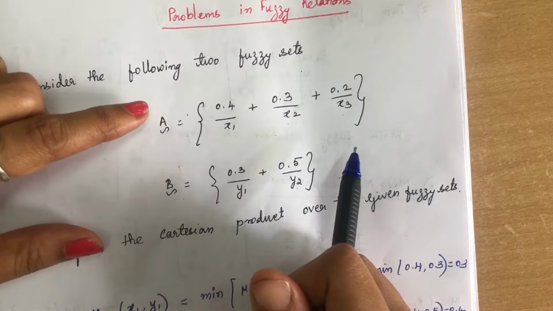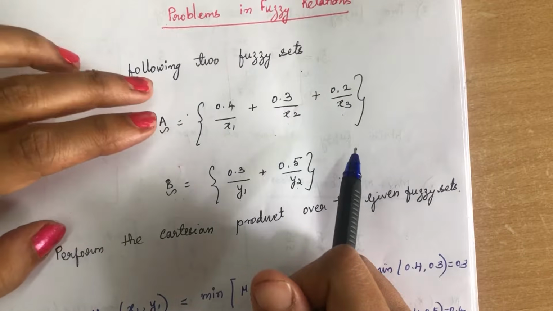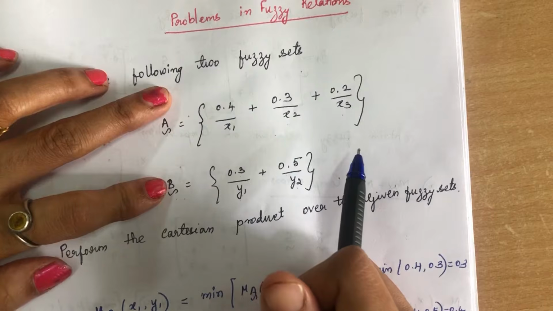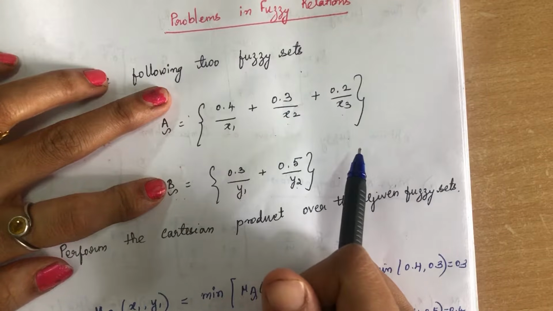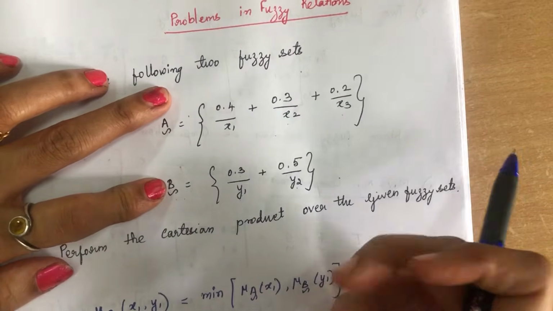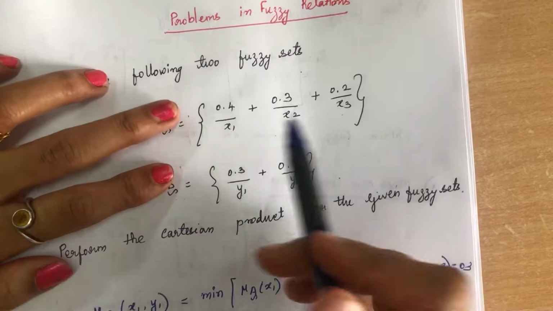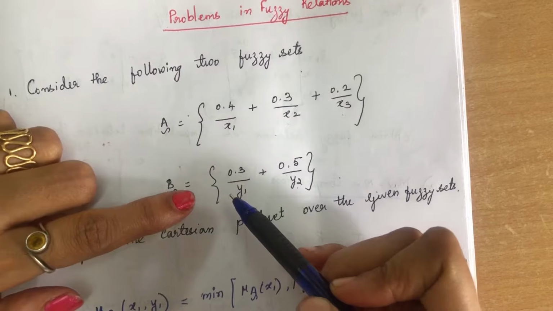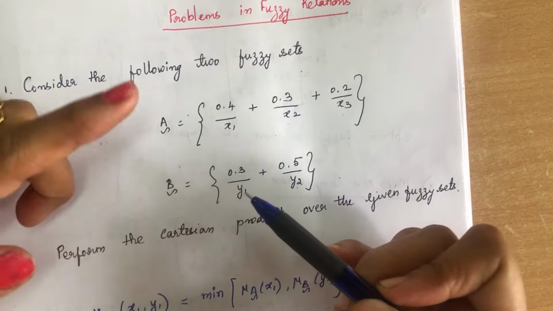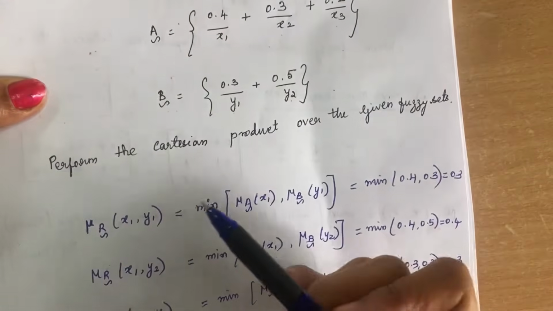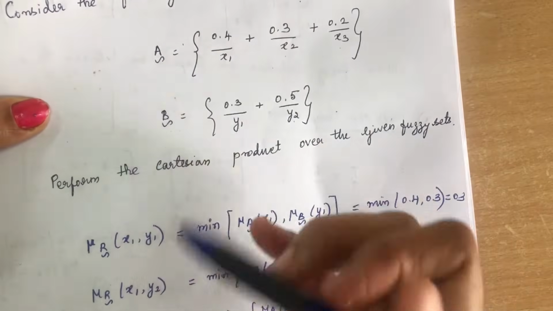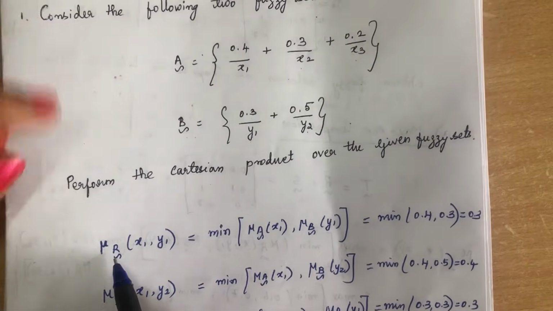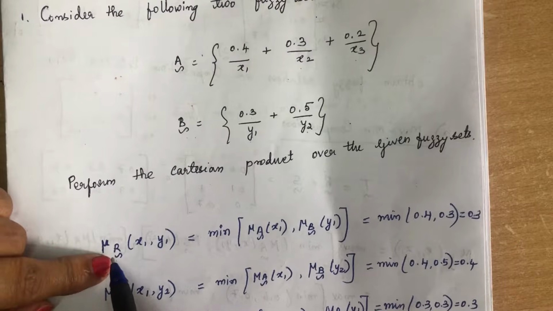Now these two fuzzy sets are given. The problem is to find the Cartesian product between the two fuzzy sets A and B. What is the Cartesian product? It is the set of ordered pairs such that the first element in the pair belongs to A and the second element in the pair belongs to B. When representing this Cartesian product, the resultant matrix I am calling R.